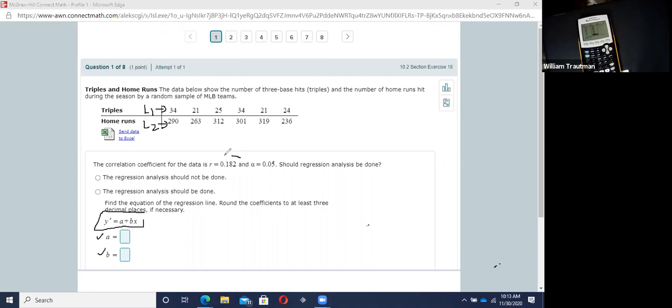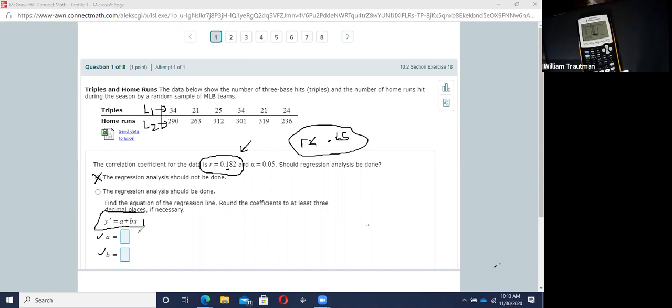R is 0.182. Can you tell me something about this R? Anybody remember anything about having an R that's 0.1? Regression should not be done. Remember I said if it's anything less than, I think I said 0.65, around 0.6. If R is less than 0.65, then regression should not be done.